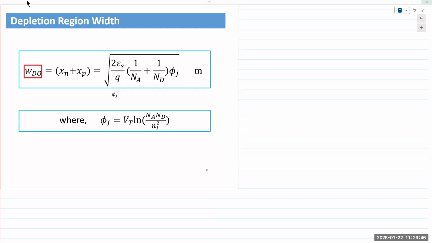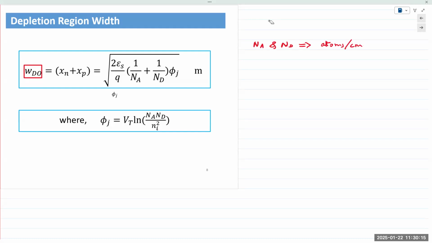Okay, so depending on what kind of diode you want to create, you would back calculate and determine what kind of doping would be required. So NA and ND, let's break it down. And phi J, of course, is the junction potential. NA and ND are the number of atoms per centimeter cube.